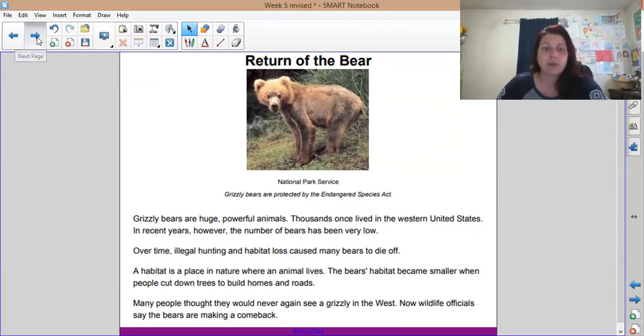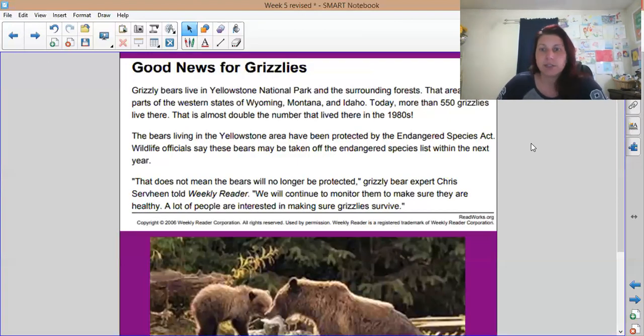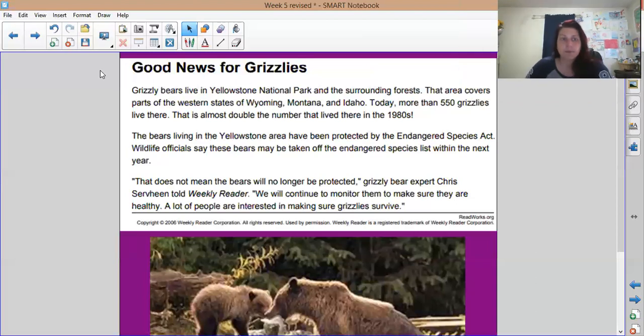So let's see what they're doing. Good news for grizzlies. Let me move out of your way here so we could see that. All right. Grizzly bears live in Yellowstone National Park and the surrounding forests. That area covers parts of the western states of Wyoming, Montana, and Idaho.